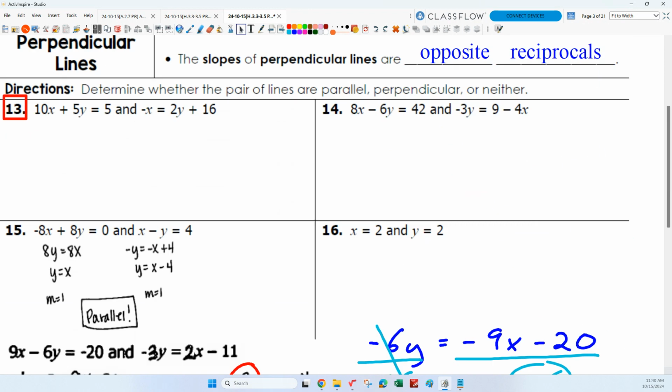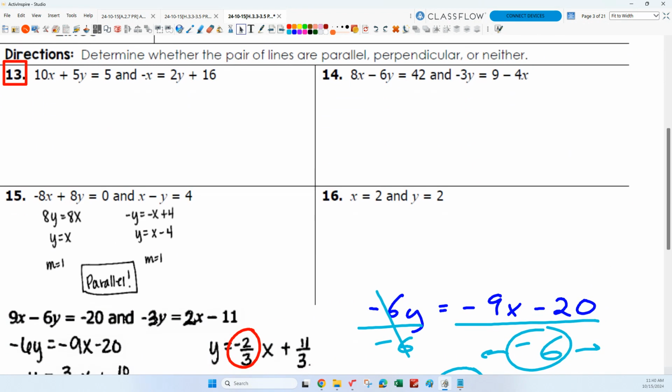Okay, one more. How about number 13? What would I do on the left side? Okay, is that going to work? Let's see. Yeah, let's do that. So we subtract 10x, so I get 5y equals -10x plus 5. Next step. That gives me y equals what? -2x plus, who cares? 1, but not that we really care. That's my slope. How about this other line?